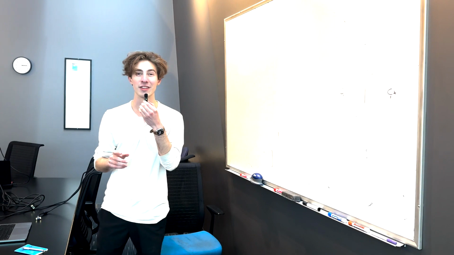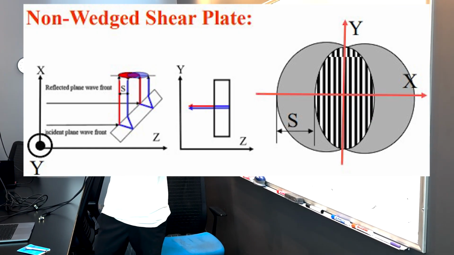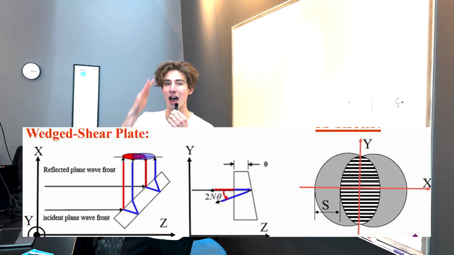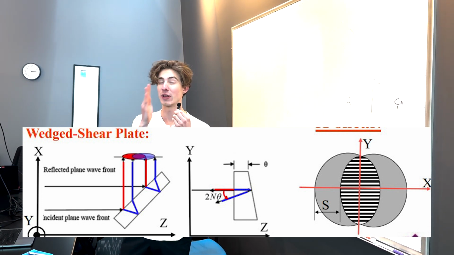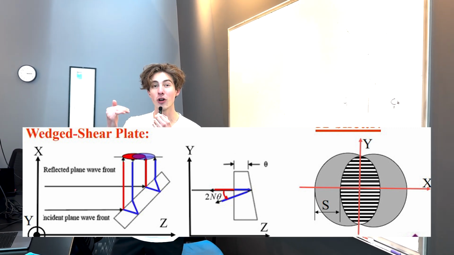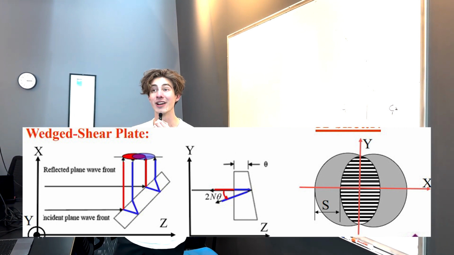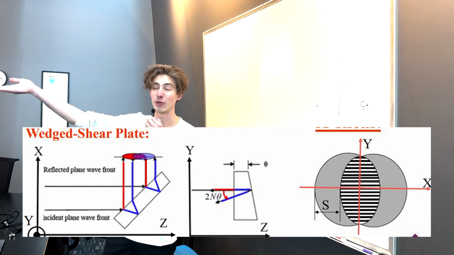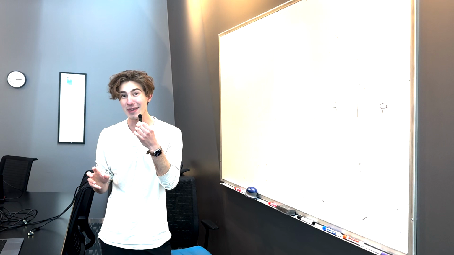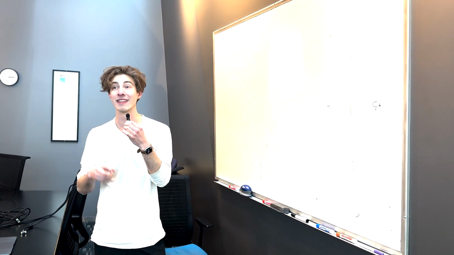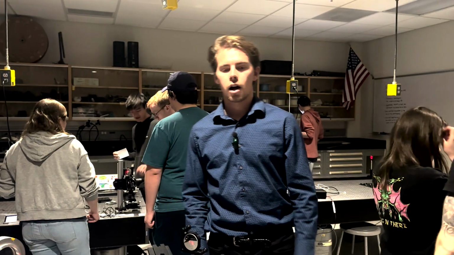So one of the things we want to consider is the difference between non-wedged and wedged shear plates. In a wedged shear plate, we actually have a little bit of an angular deviation between one surface and the other. What this means is that the rays no longer come back parallel to each other. Instead, we have an angular deviation of 2n theta, as we see here. This means that we're able to measure more of the tilt aberration in the case of the wedged shear plate.